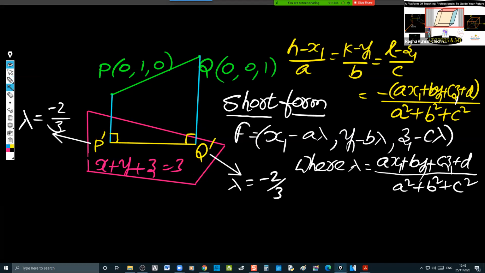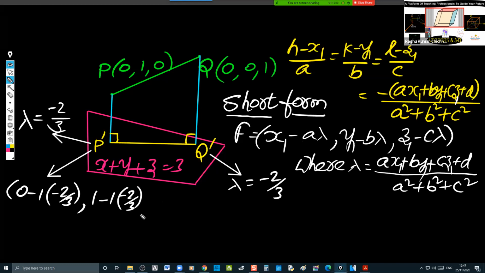Now I need P dash, please. P dash, same formula. X1 minus A lambda. What is X1? 0. I'm writing that, please. You'll understand easily. 0 minus A lambda. A means 1 here. 1 into minus 2 by 3, comma. Y1 means 1, minus B means 1, lambda means minus 2 by 3. And Z1 means 0 minus 1 into minus 2 by 3.